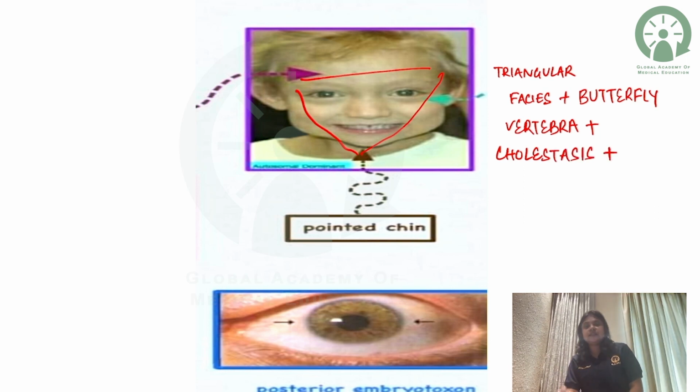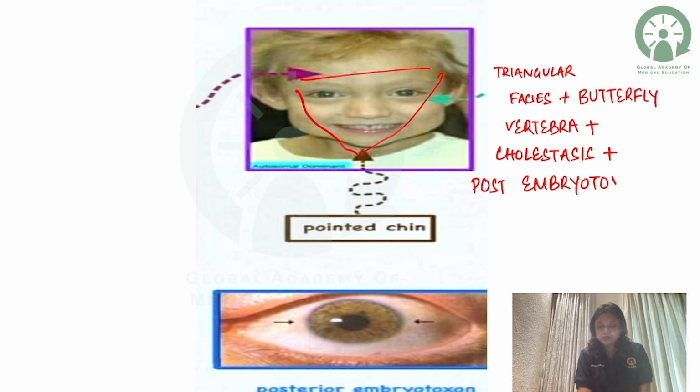And as you can see, there is a picture of eye. So there is eye manifestation also. And what is the most common eye manifestation here? There can be plenty of eye manifestations like Axenfeld anomaly, posterior embryotoxon. But the most common is posterior embryotoxon. So what is meant by posterior embryotoxon? It is basically deposition in the Schwalbe's line.